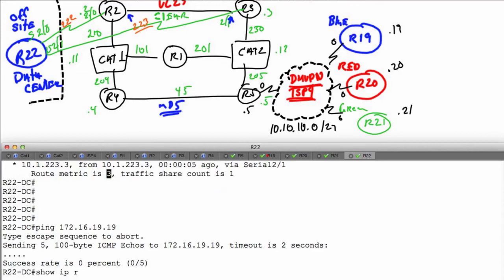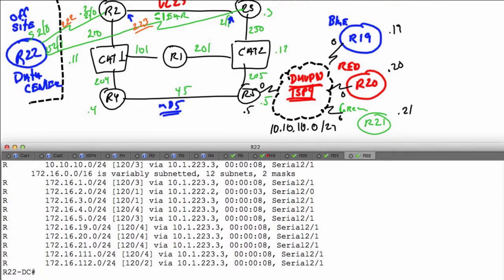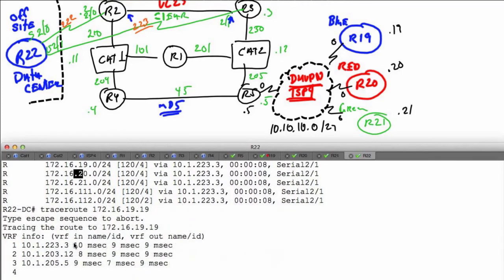Let's take a look at this. Show IP route RIP. Are they in my routing table? 16, 19, 20, and 21. They're in my routing table. Let's see how far they get. Trace route to 172.16.19.19. Well, we got to 5 and something crapped out.